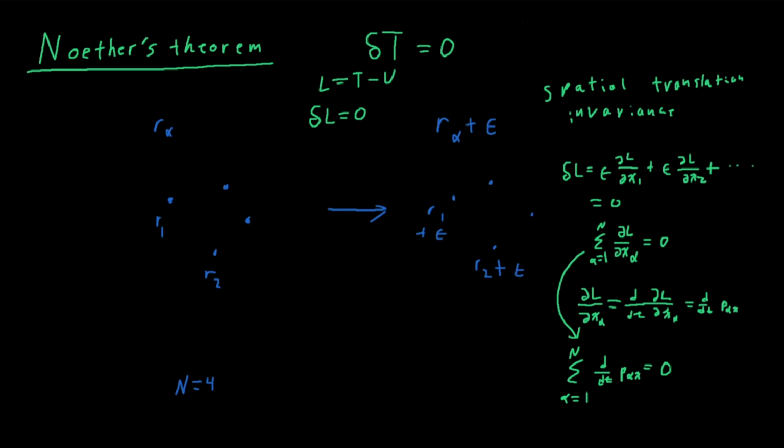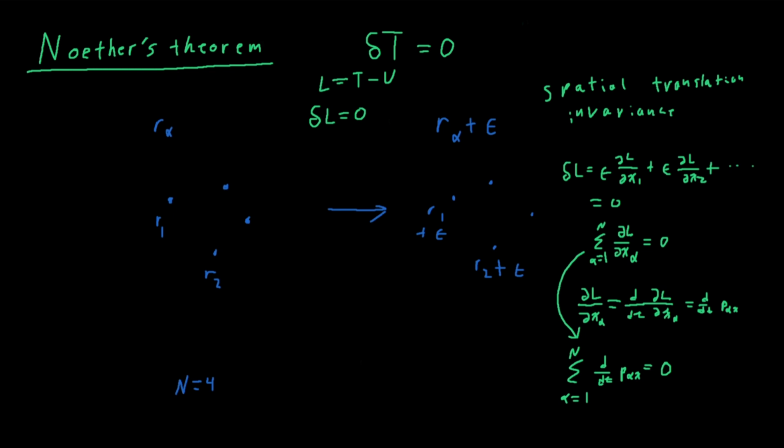So this means that the total generalized momentum is conserved, and that by choosing the small displacement epsilon successively in the y and z directions, we can prove the same result for the y and z components. So we reached a conclusion that the spatial invariance of the Lagrangian implies conserved total generalized momentum.